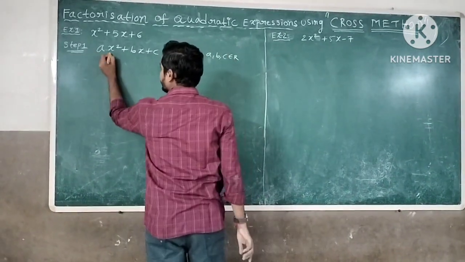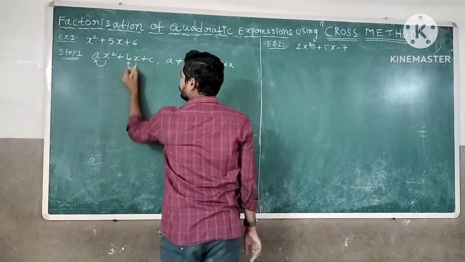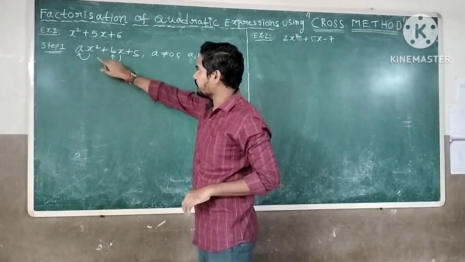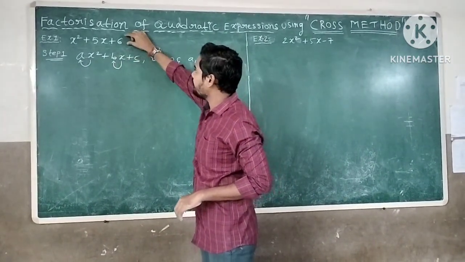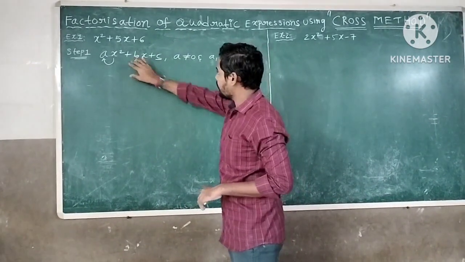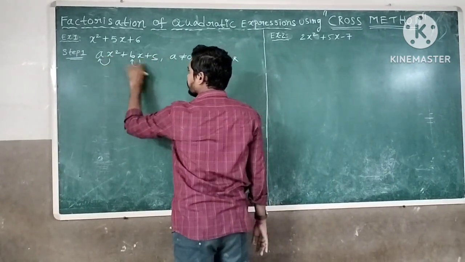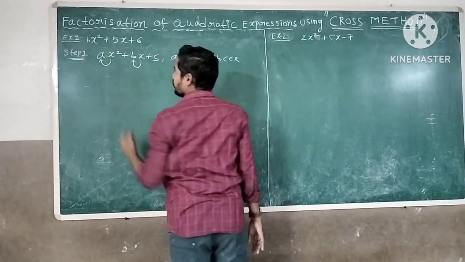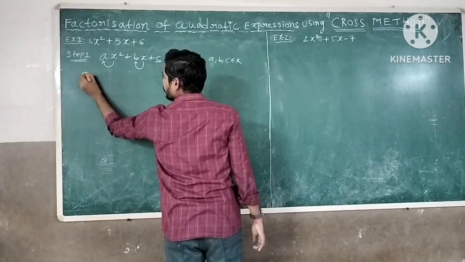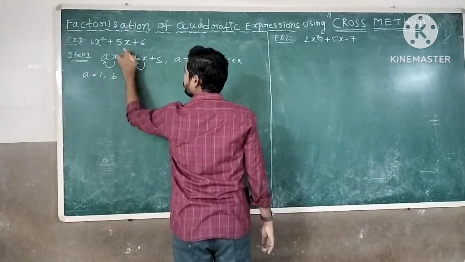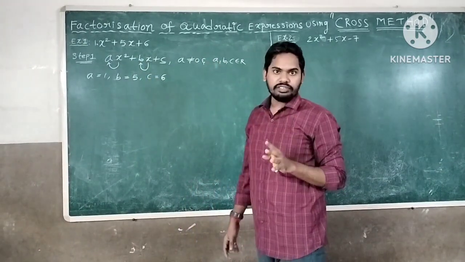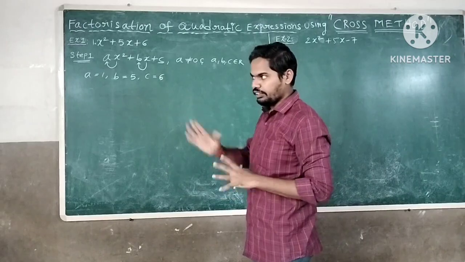Here a is the coefficient of x square, b is the coefficient of x and c is the constant. So now you can find out the a, b, c values. To find them, we have to compare the given polynomial with the general form of the quadratic polynomial, which is ax square plus bx plus c. We need a, b, c. Now compare. Here the coefficient of x square is 1, and the coefficient of x square is a. So what is the value of a? a is equal to 1 and b is equal to 5 and c is equal to 6. So in step 1 we have to find the values of a, b, c. So the a, b, c values are found.